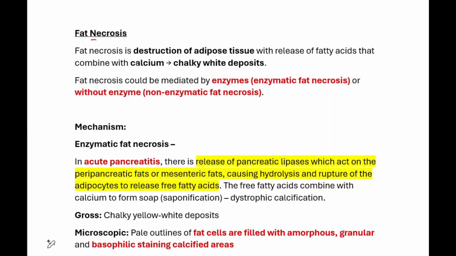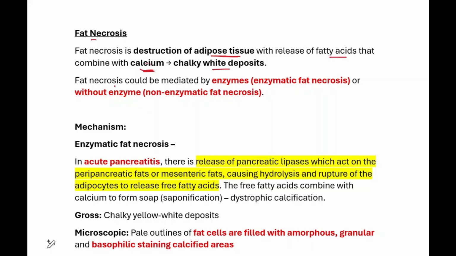Fat necrosis is a destruction of adipose tissue with release of free fatty acid. And then calcium is going to bind to those free fatty acids, because as we know, whenever you have necrosis, calcium tends to gravitate towards those areas. So the calcium combines with the free fatty acid and forms a chalky white deposit. This is a form of what we call saponification, when you add calcium to free fatty acid.